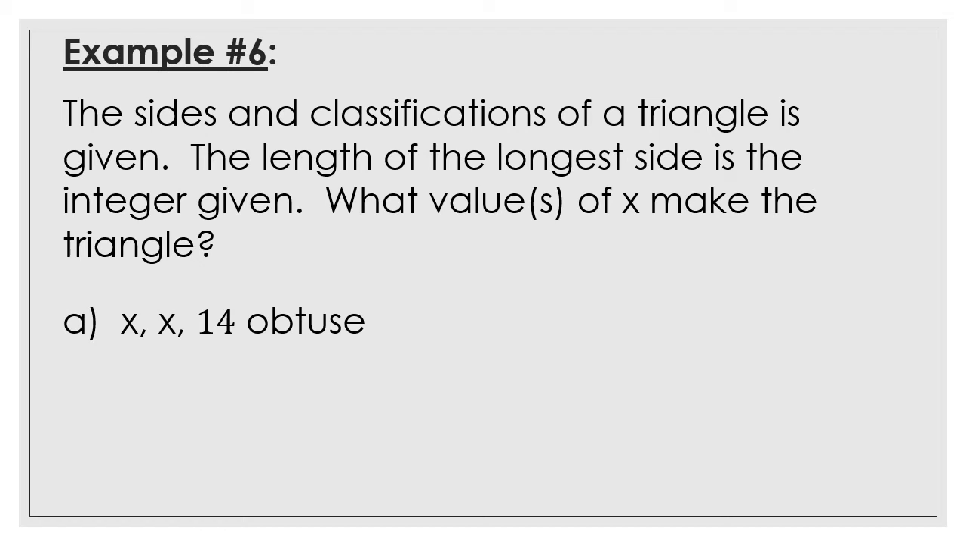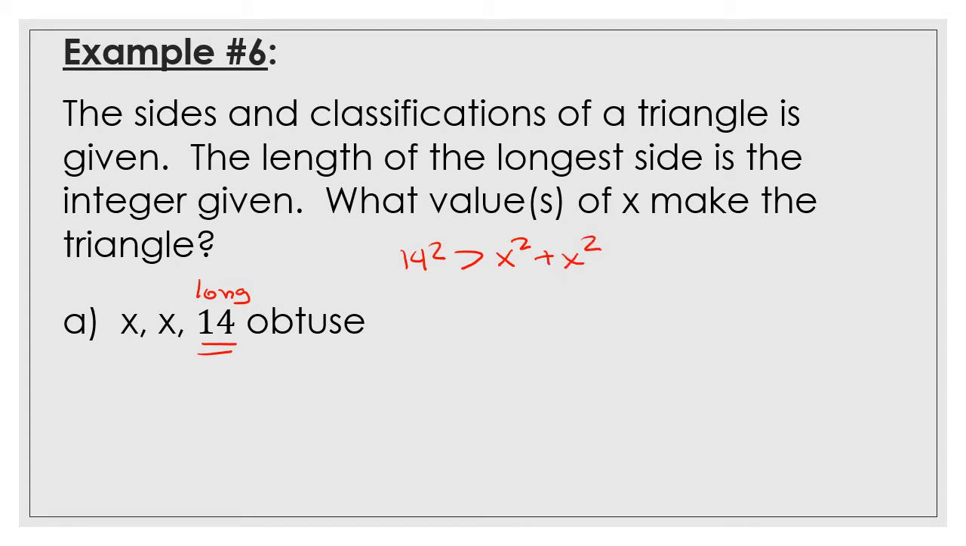Example number 6. The size and classification of a triangle is given. The length of the longest side is the integer given. So they're basically telling you that this is going to be the longest side. What values of x would make the triangle obtuse? So I know that 14 squared is going to have to be greater than the sum of the two shorter sides squared.